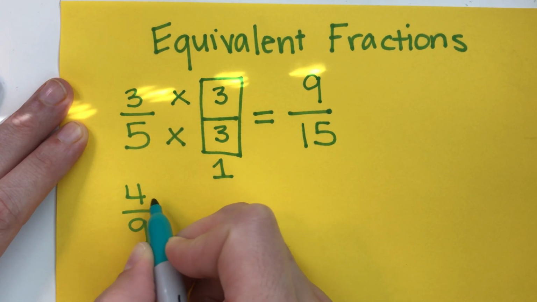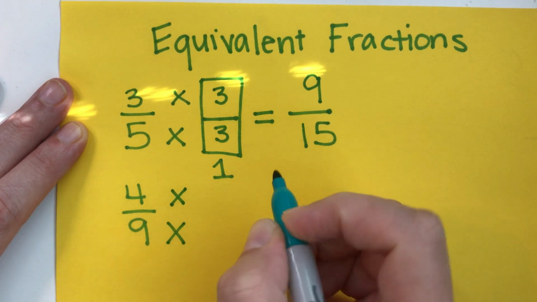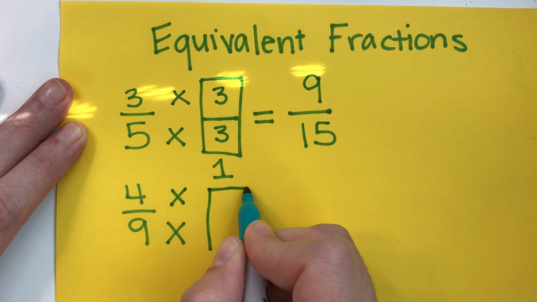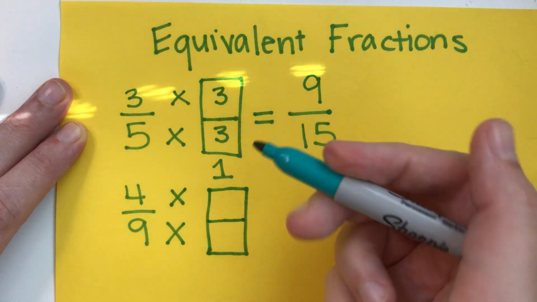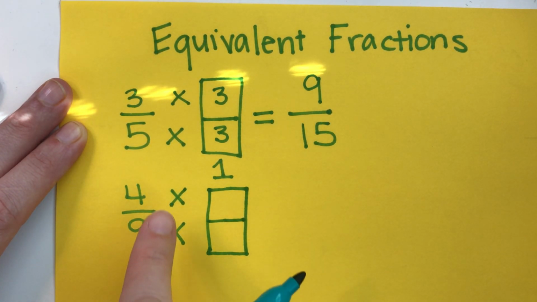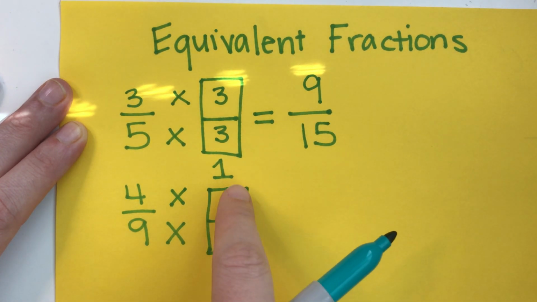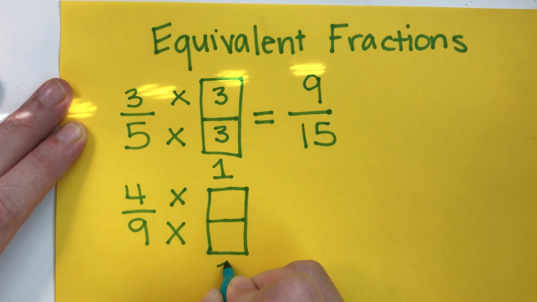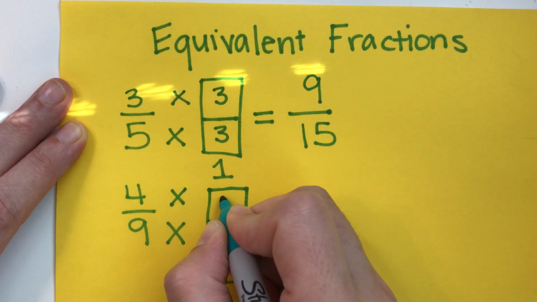For my next example, let's use 4 over 9. We're going to multiply both top and bottom. We talk about fractions as being equal, and so if they're equal, that means we have to do equal activities to both top and bottom, meaning if we're multiplying the top, we must multiply the bottom. If we're multiplying the top by a number, that same number goes on the bottom. So let's multiply 4/9 by 2.